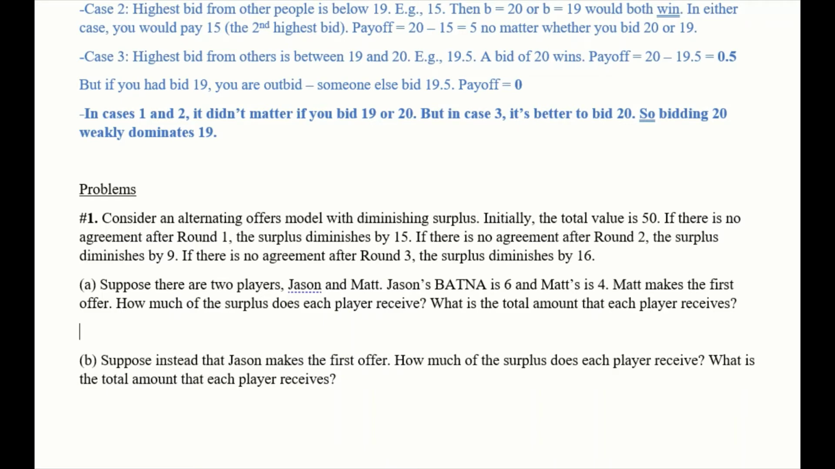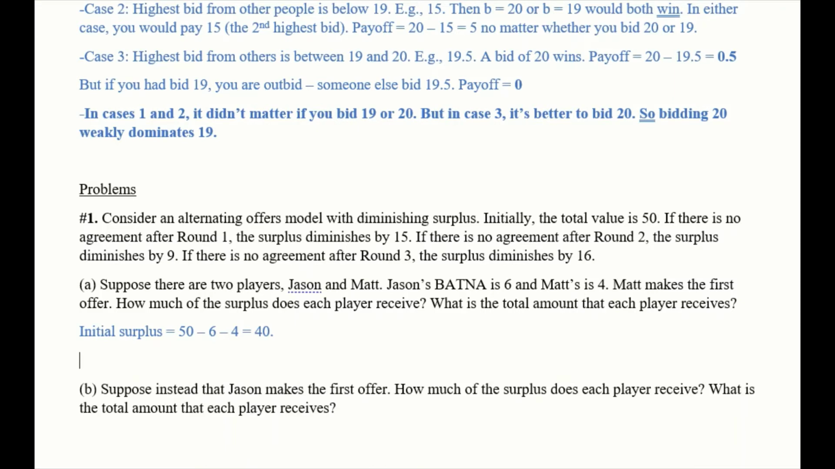First we'll calculate the initial surplus. So total value is 50. And then we have to subtract off each player's BATNA. Jason's BATNA is 6 and my BATNA is 4. So that comes out to 40. We know we can solve these games by using rollback. It's a sequential game. So we know round 3 is going to be the final round.